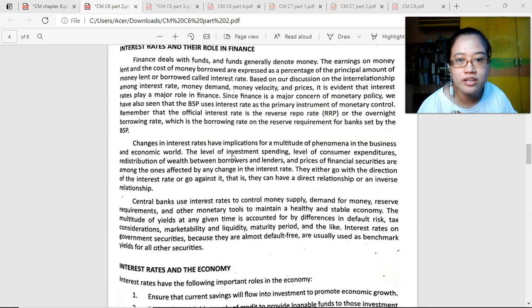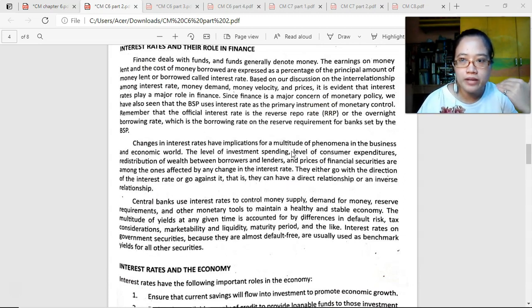Changes in interest rates have implications for a multitude of phenomena in the business and economic world. The level of investment spending, the level of consumer expenditures, redistribution of wealth between borrowers and lenders, and prices of financial securities are among the ones affected by any change in the interest rates. Okay, they either go with the direction of the interest rate or go against it. That is, they have a direct relationship or an inverse relationship. Okay, so let's digest this first.